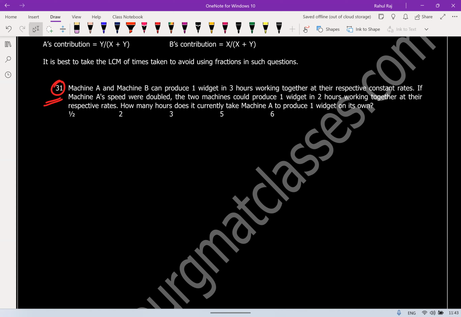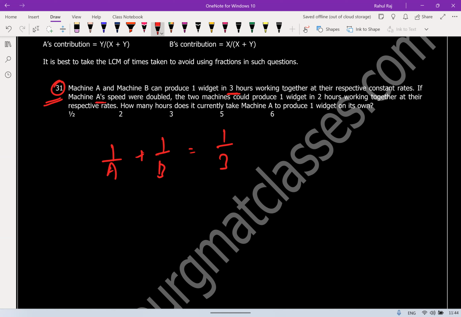So it says that A and B can finish a work in 3 hours. So in 1 hour, how much work can they do? They can do 1 by 3 of the work. Simple logic, and this is just a denotation. When A and B together can finish a work in 3 hours, so in 1 hour, A and B can do how much? 1 by A plus 1 by B is equal to 1 by 3 hours.